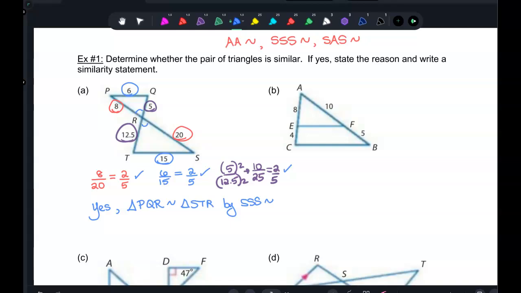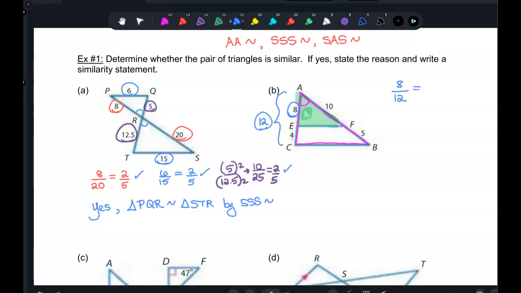Okay, next one. Here we're going to compare this little triangle to the big triangle on the outside. First thing I notice is they share an angle, so we already have a pair of angles that are congruent. Let's compare some sides now. I'm going to compare 8 to the entire side here, which would be 8 and 4 combined, which would be 12.